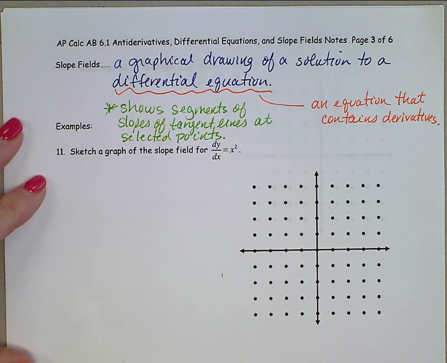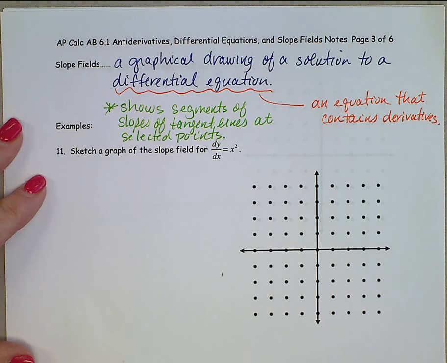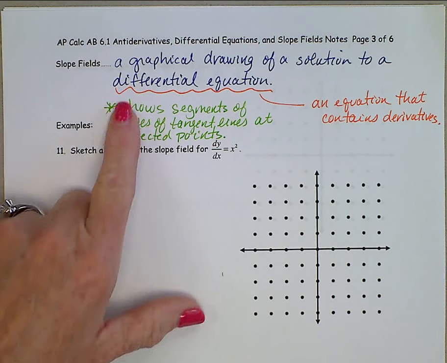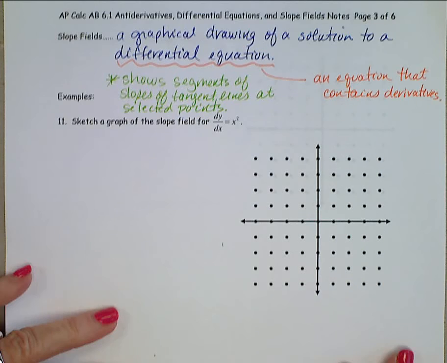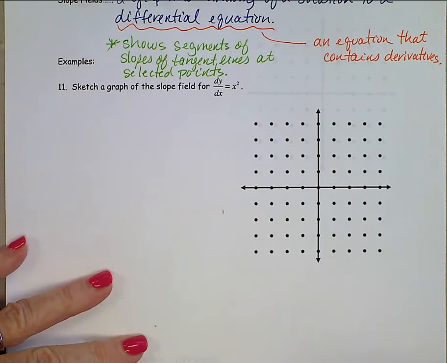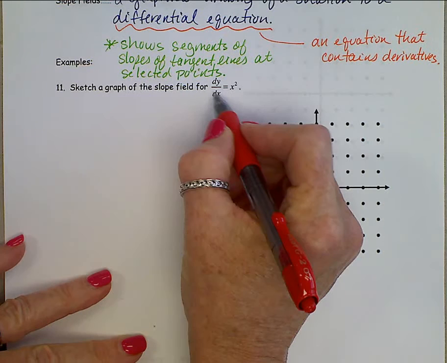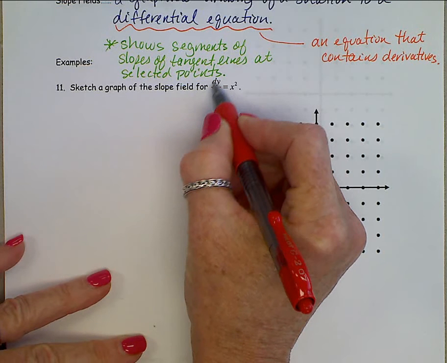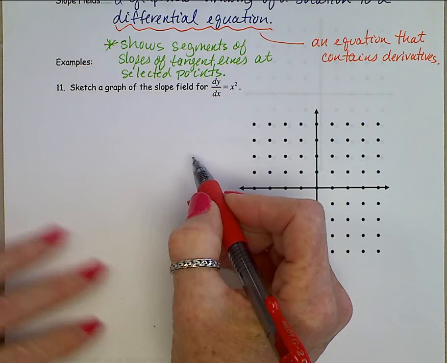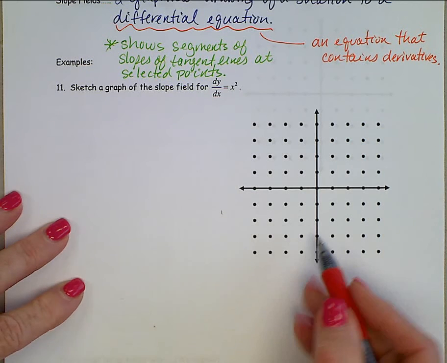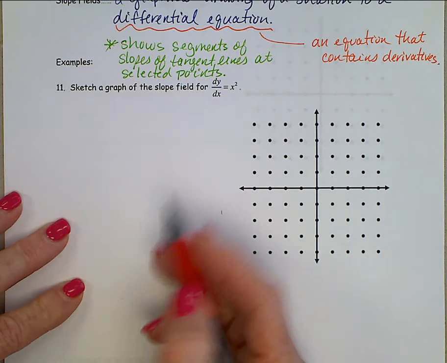We're going to use this idea then to create a slope field. So again, we're going to show segments of slopes of tangent lines at selected points. So let's come down here to this example, and we have some differential equation right here, dy/dx equals x squared. We've dealt with things like this before. We just didn't call it a differential equation, and we didn't do slope fields with it. But you have seen something like this before.